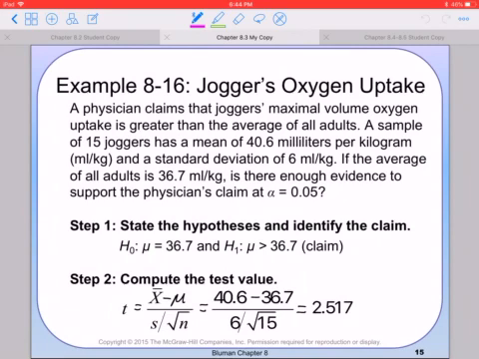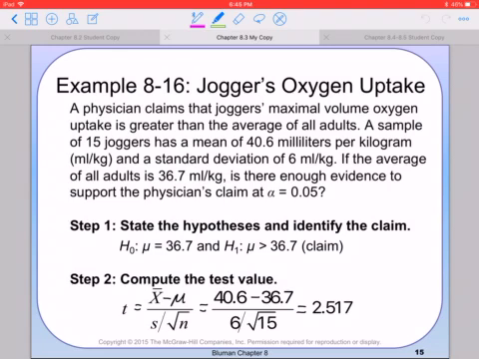Joggers' oxygen uptake. I actually did this test today with the exercise science majors. So let's see. I don't know what my values were. They told me, but I don't have the paper with me, so we'll just have to go with this example.